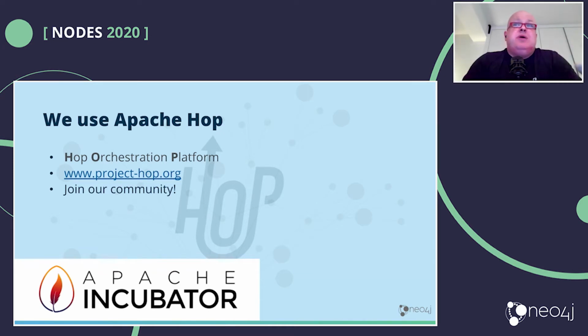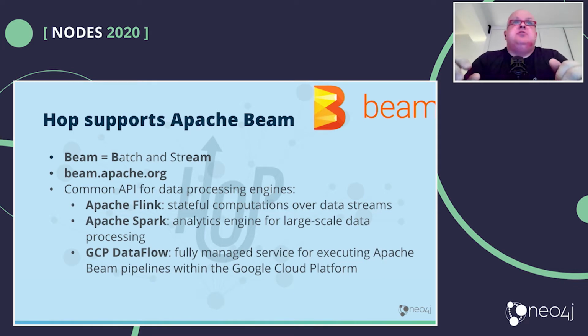And Hop supports Apache Beam. This is another cool Apache top level project. Beam is a shortcut for batch and stream, and it supports a common application programming interface for data processing engines. And it supports a whole bunch of engines.